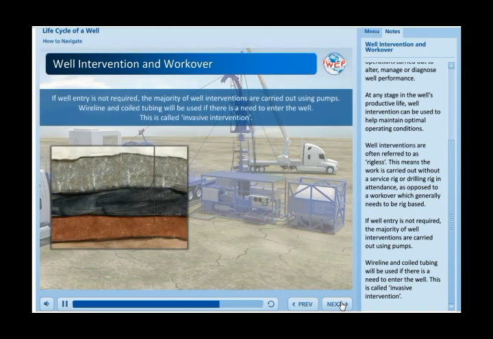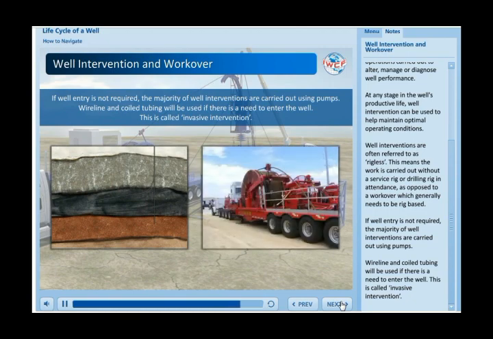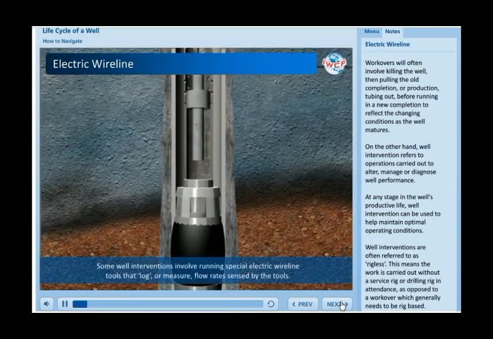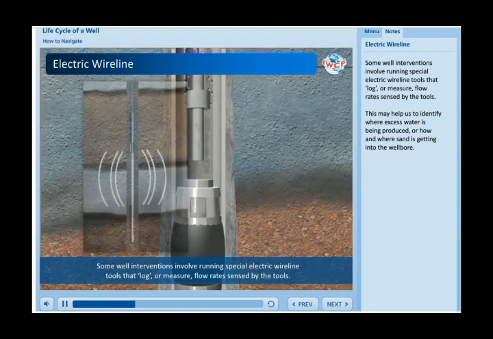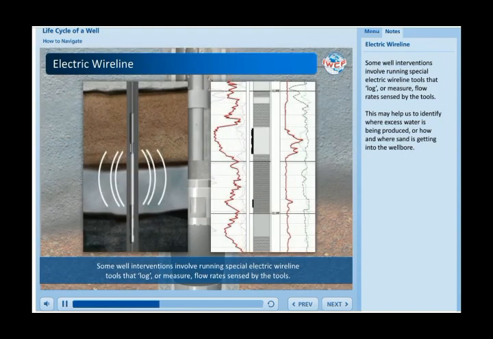If well entry is not required, the majority of well interventions are carried out using pumps. Wireline and coiled tubing will be used if there is a need to enter the well. This is called invasive intervention. Some well interventions involve running special electric wireline tools that log or measure flow rates sensed by the tools. This may help us to identify where excess water is being produced, or how and where sand is getting into the wellbore.